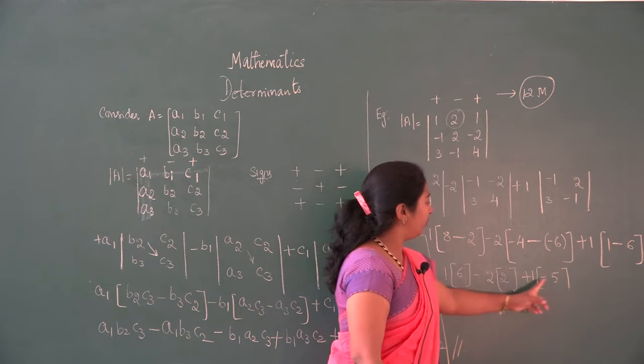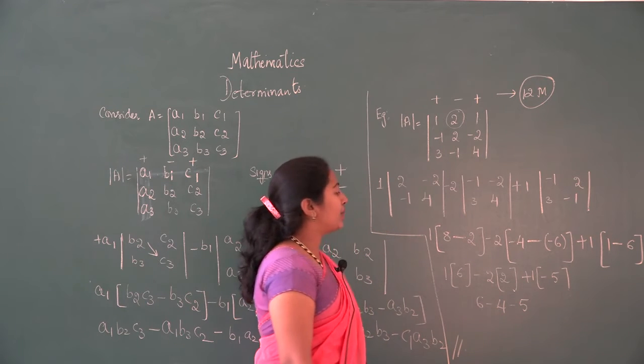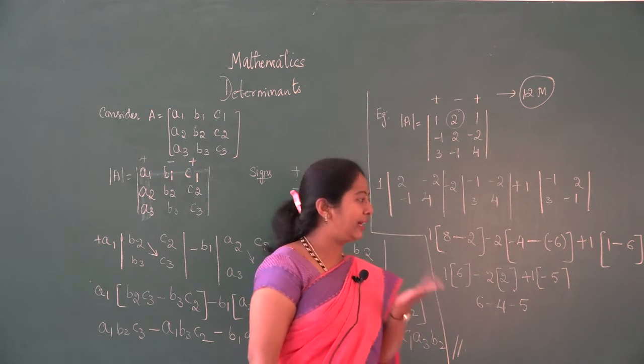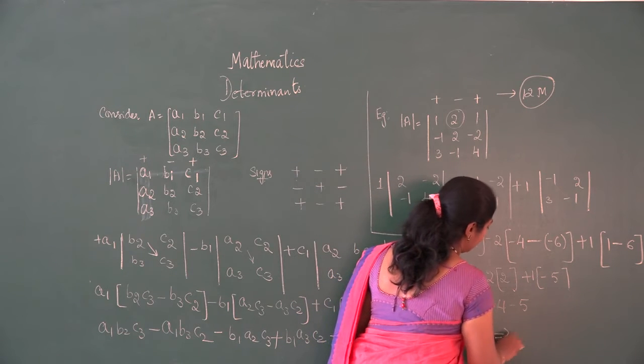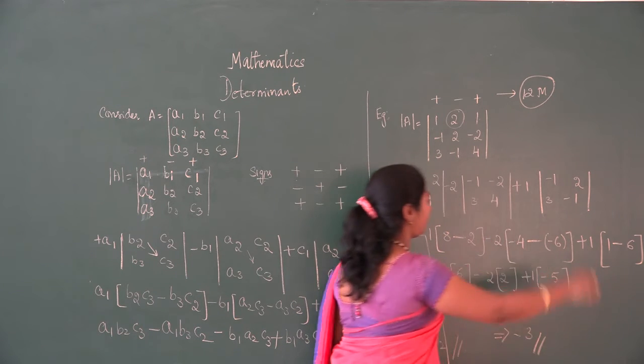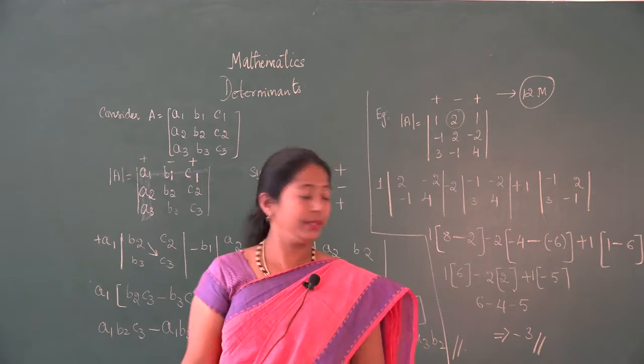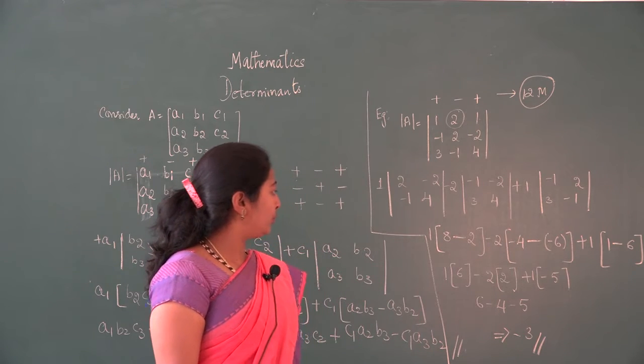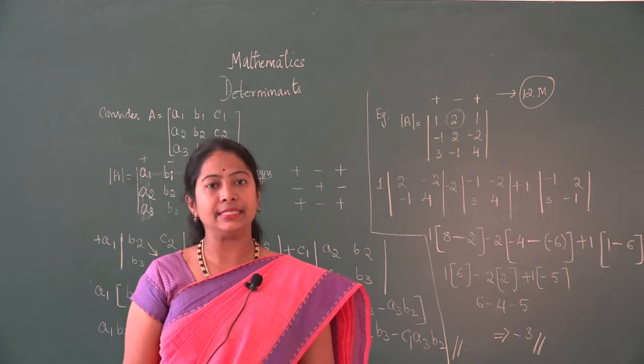2 2s are 4, 1 into minus 5 will be minus 4. 6 minus 4, 2, 2 minus 5 will be minus 3.